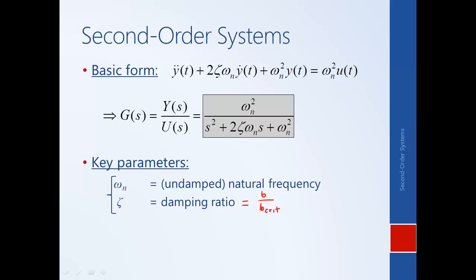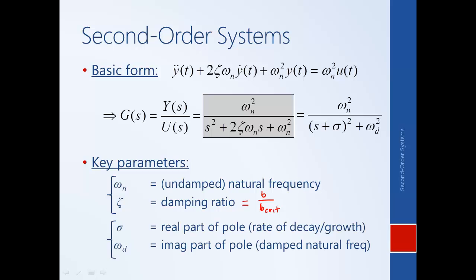We can also rearrange this transfer function by completing the square in the denominator to get the transfer function in terms of two other parameters, sigma, which is in essence the real part of the pole, and omega d, which is the imaginary part of the poles.